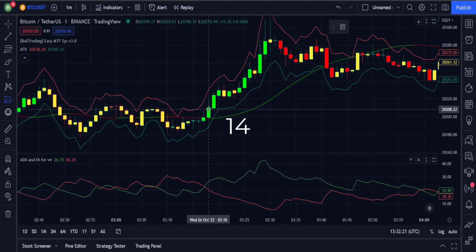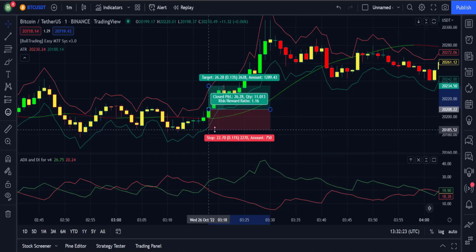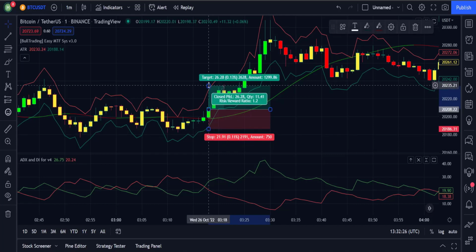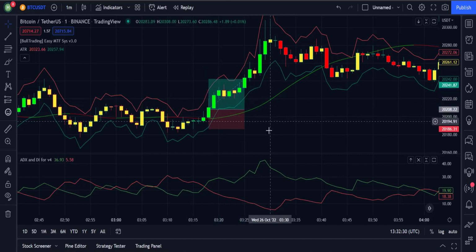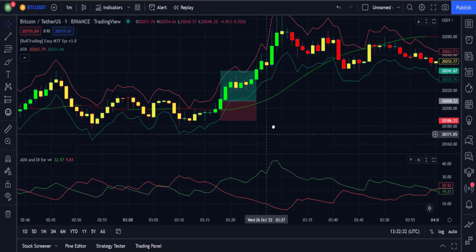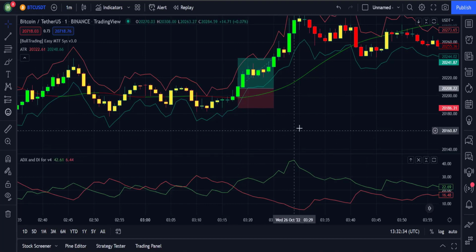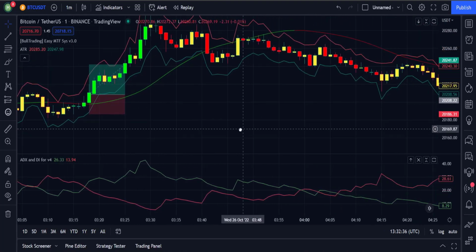Our stop loss will be set at the lower ATR band. And for a risk to reward ratio of 1.5, this would have been a successful trade. You can notice right away that this indicator issues way fewer signals, but those signals are more accurate.